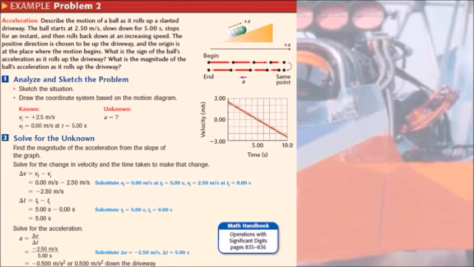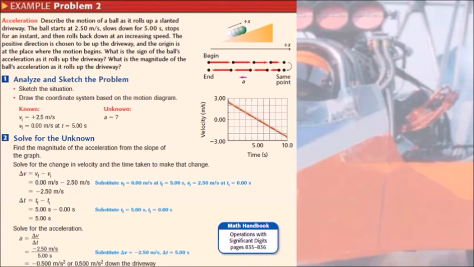Here it says, describe the motion of a ball as it rolls up a slanted driveway. The ball starts at 2.5 meters per second, slows down for 5 seconds, stops for an instant, and then rolls back down at an increasing speed. The positive direction is chosen to be up the driveway, and the origin is at the place where the motion begins. What is the sign of the ball's acceleration as it rolls up the driveway? What is the magnitude of the ball's acceleration as it rolls up the driveway?